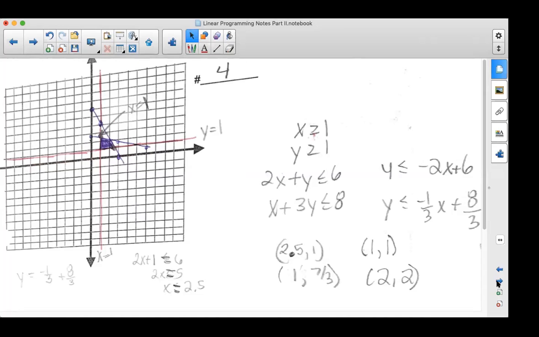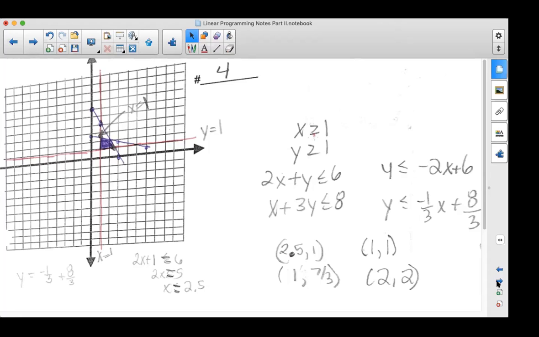So I have those labeled here, horizontal for y. Here's my vertical for x. And then, as I said, this is a tiny graph. So the third inequality ends up being y is less than or equal to negative 2x plus 6. So I went up to 6, down 2 over 1. And then the final inequality ends up being negative 1/3 x plus 8/3.